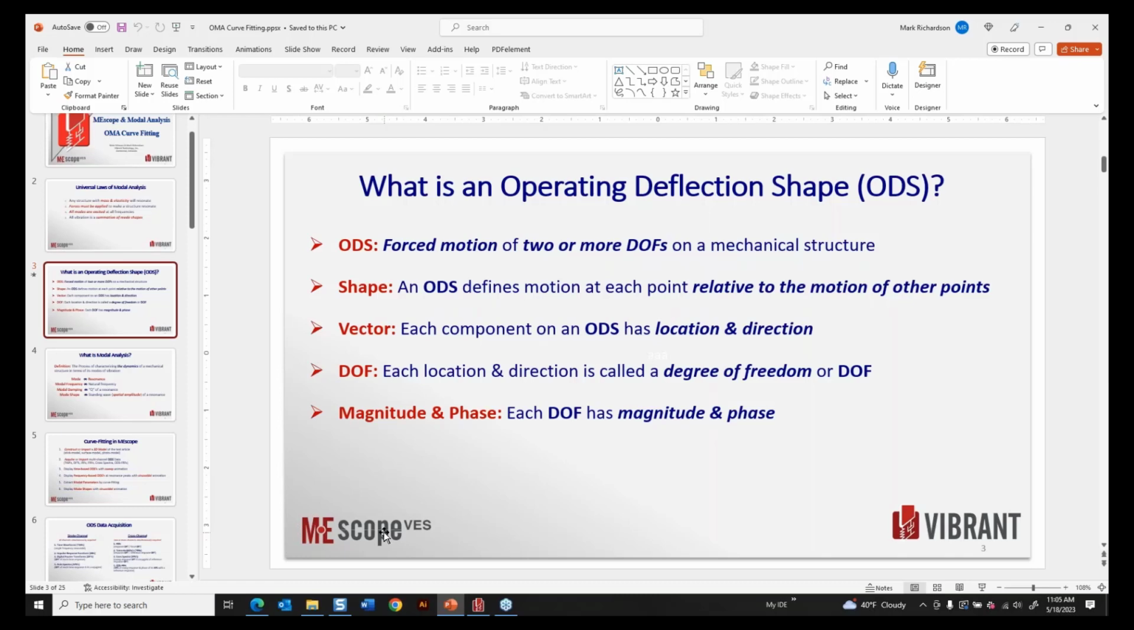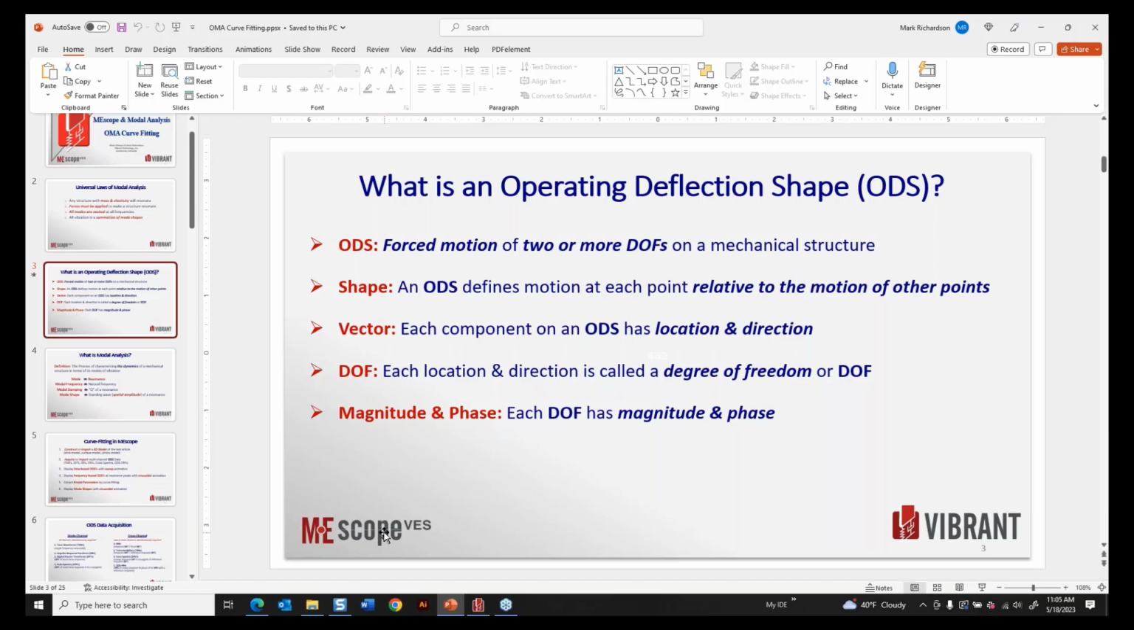So we talk a lot about ODS. Our base package of MEscope is called Visual ODS. What is an ODS? What do we mean by this term? Well, it's an operating deflection shape. So it's a deflection of the mechanical structure at various points. Forced motion at 2 or more DOFs, what we call DOFs. So in order to talk about a shape, we need to make more than one measurement. And then we can compare the motion at one point and direction relative to the motion at other points. It's a vector. An ODS has components, and each component has location and direction. So that's what we mean by a vector.